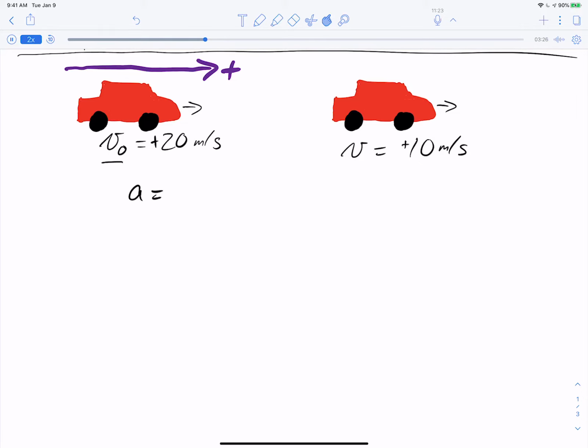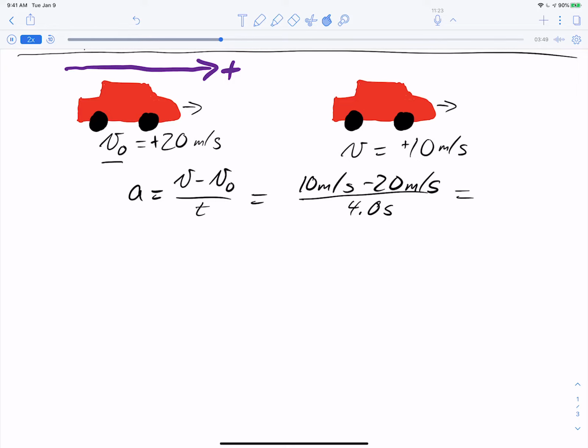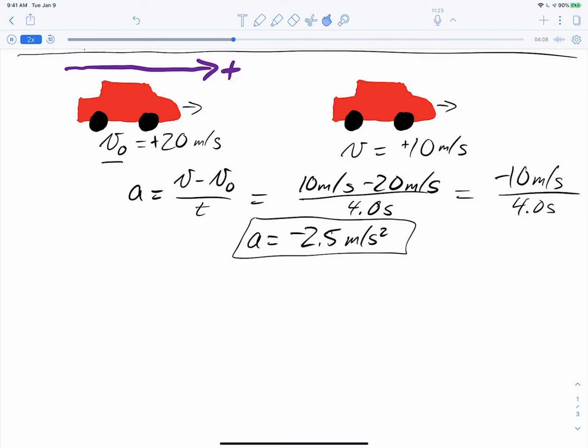Okay, so again, same definition for acceleration. Acceleration is v minus v naught divided by time. And that's going to give me 10 meters per second minus 20 meters per second divided by, again, we'll still take the same time, 4.0 seconds. And now that's 10 minus 20. That's a negative number. 10 minus 20 is negative 10 meters per second, my change in velocity. Again, divided by 4.0 seconds. So my acceleration now is negative 2.5 meters per second squared. Right, and that unit there, meters per second divided by seconds, is meters per second squared. Okay, so that is slowing down with a negative acceleration.